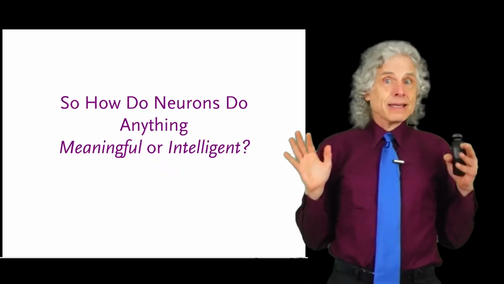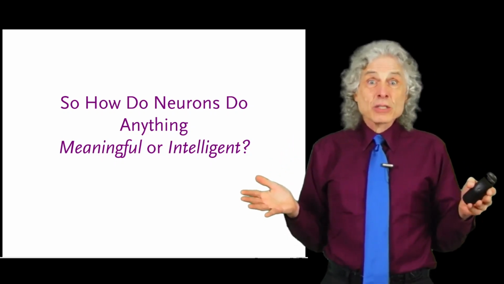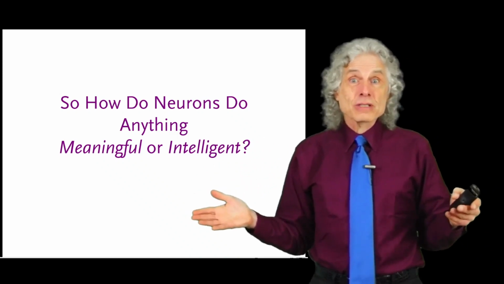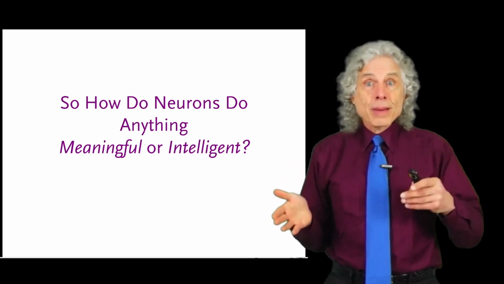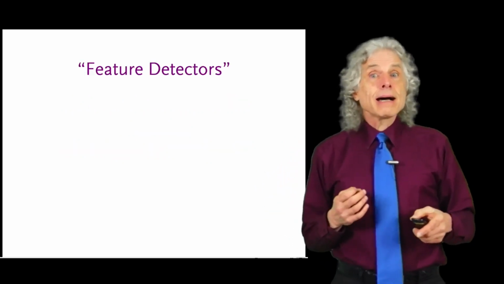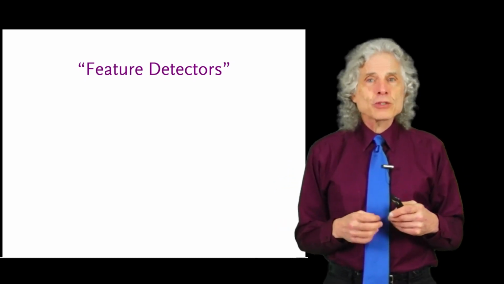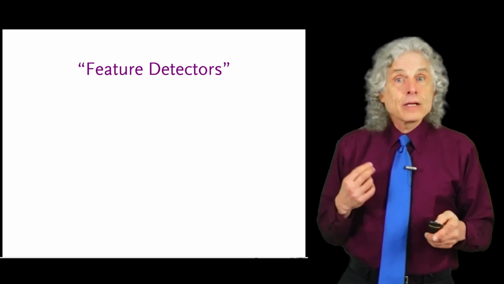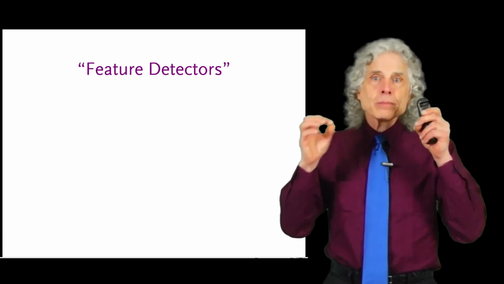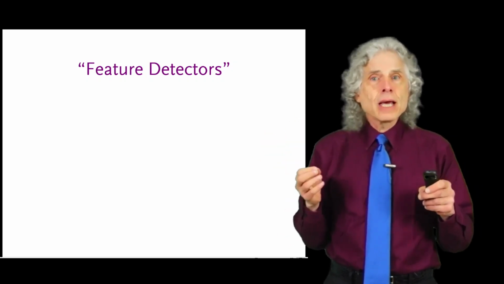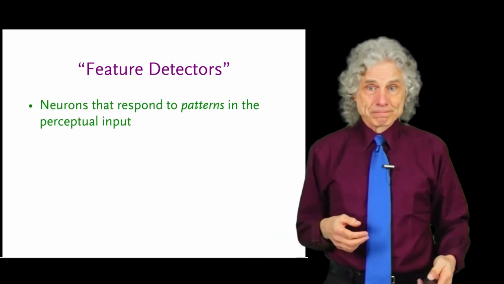Okay, that's a very quick overview of how neurons work. The question now is, how can this explain how we can do anything intelligent? That neurons, as opposed to just firing, allow us to see and move and think and remember and so on. This is the subject matter of neural computation, and it all begins with feature detectors. These are neural circuits that allow the brain to respond not just to little pinpoints of light or little bursts of sound, but to patterns in the world that we might think of as carrying some kind of meaning.